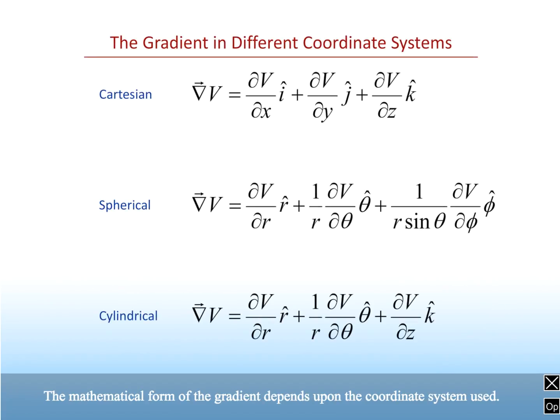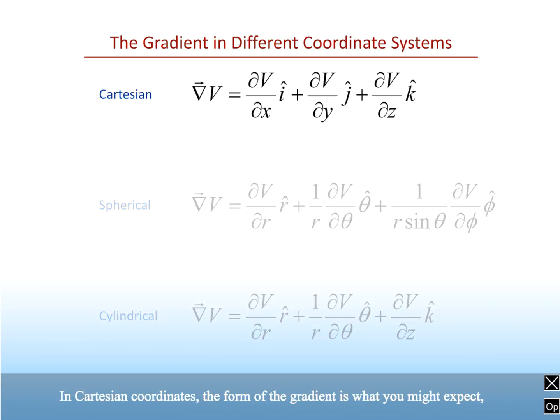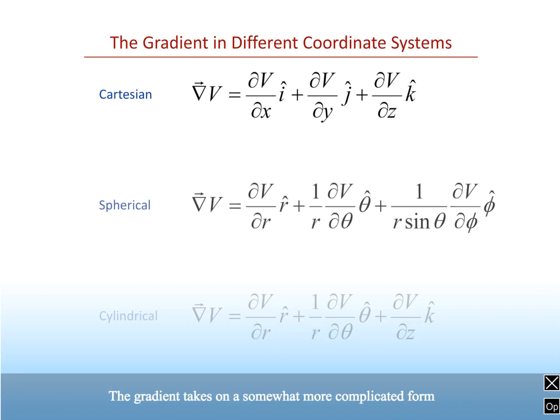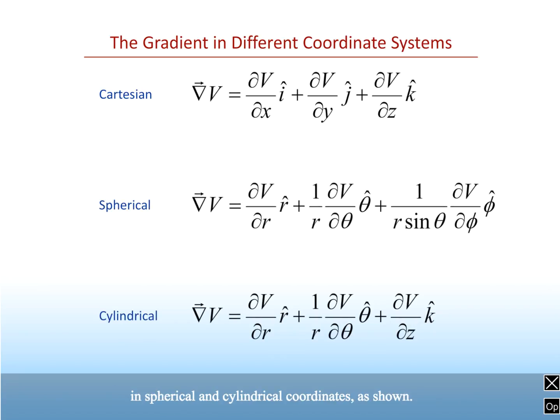The mathematical form of the gradient depends upon the coordinate system used. In Cartesian coordinates, the form of the gradient is what you might expect, namely the generalization of the one-dimensional expression. The gradient takes on a somewhat more complicated form in spherical and cylindrical coordinates, as shown.